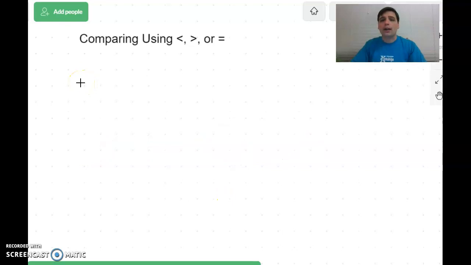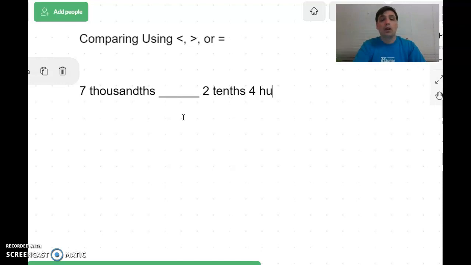So let's try another problem like that now. This time I'll have 7 thousandths, and we're going to compare that to 2 tenths, 4 hundredths. Be careful when you see a problem like this. 7 thousandths.